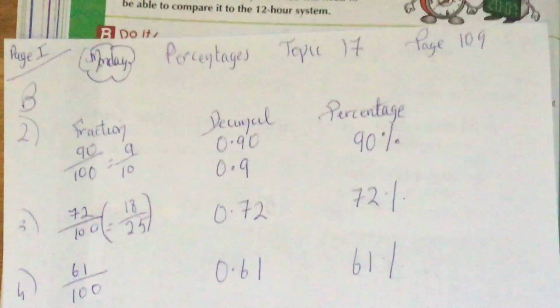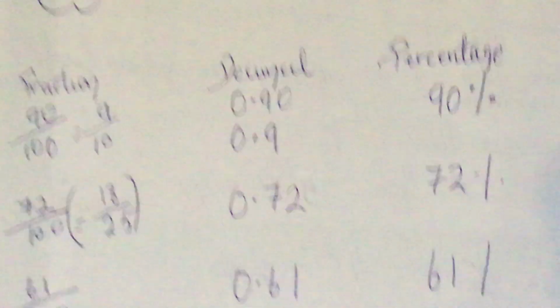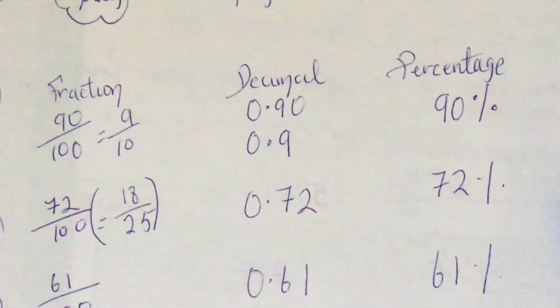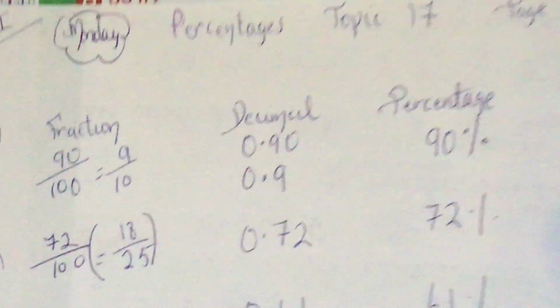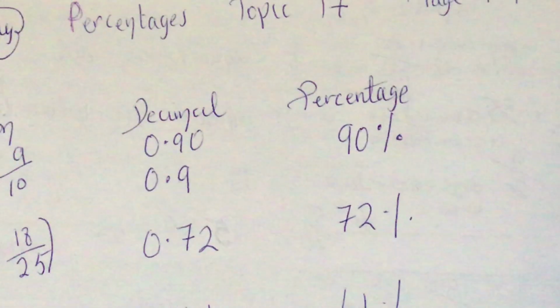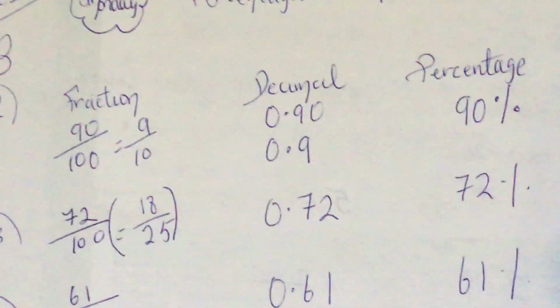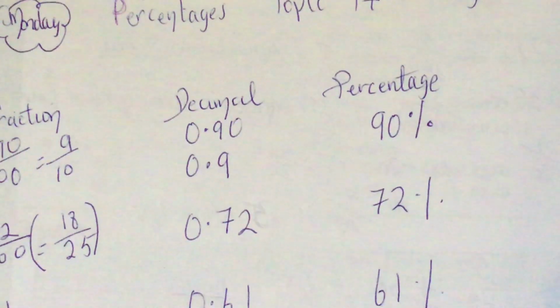90%, 90 out of 100 squares were shaded in B2. So that's 90 out of 100, which is 9/10, and that's 0.90 for 90 out of 100, or 0.9. Both are the exact same. So that's 90%. Okay, guys? That's 90%. 90 out of 100 is 90% per 100.